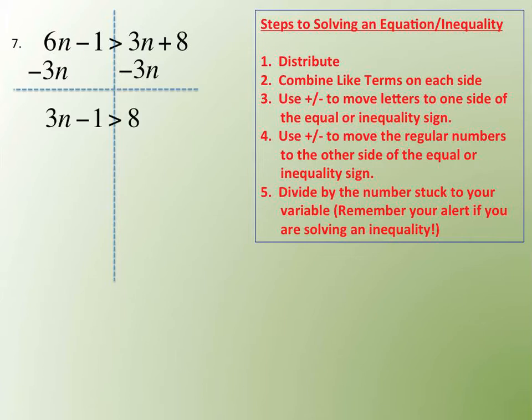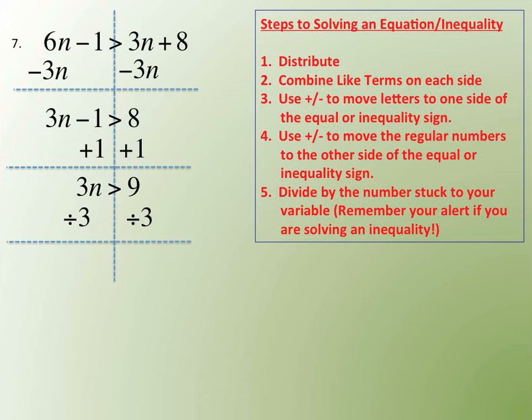So 3n minus 1 is greater than 8. Now I got to get rid of this minus 1. So I'm going to add 1 to both sides. 3n is greater than 9. Divide by 3. No flip because I'm dividing by a positive number. n is greater than 3. Done. Just like an equation. Follow the steps, one step at a time. Write it down. You'll get them all right.